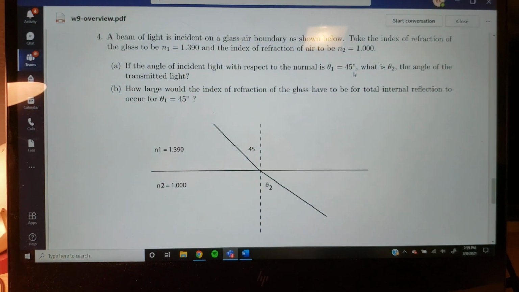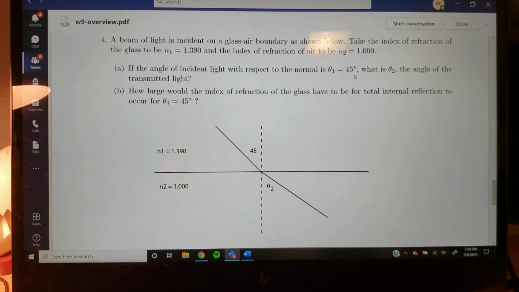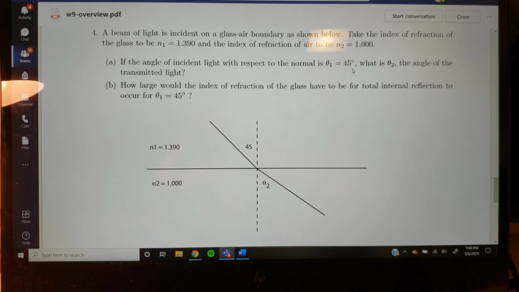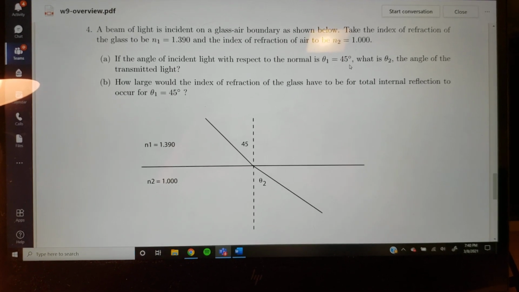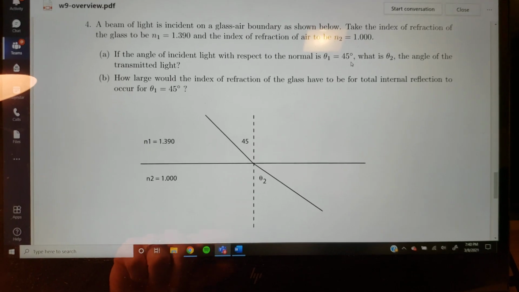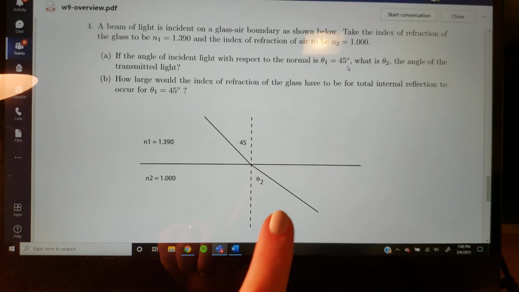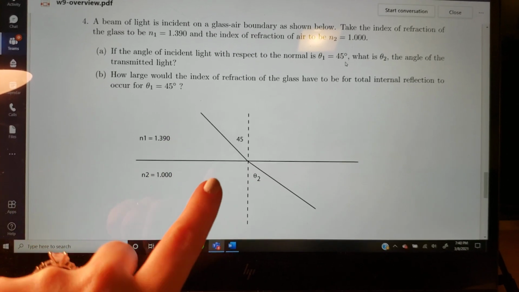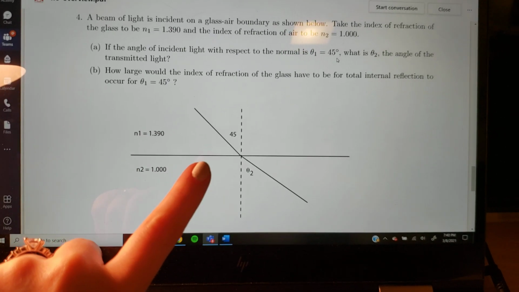And then for part B, they want us to figure out how large the index of refraction of the glass would have to be for total internal reflection to occur for theta 1 equals 45 degrees. So for total internal reflection to occur, that just means that 100% of the light is being reflected back into the prism, and that occurs when theta 2 is equal to 90 degrees. So for total internal reflection to occur for theta 1 equals 45 degrees, we know theta 2 would be equal to 90 degrees, and that 45 degrees would be our critical angle.